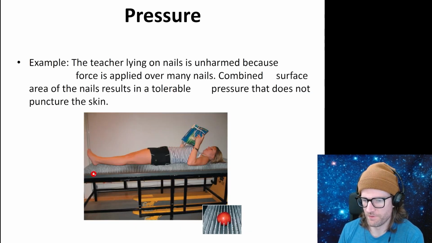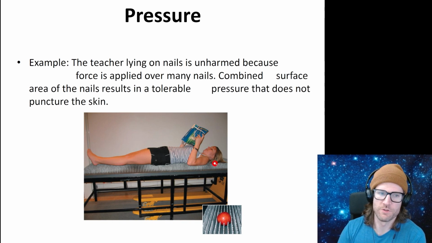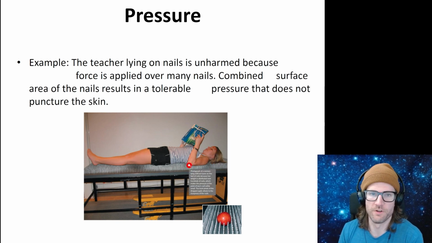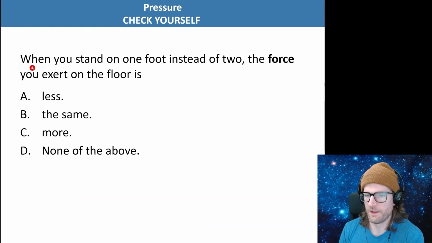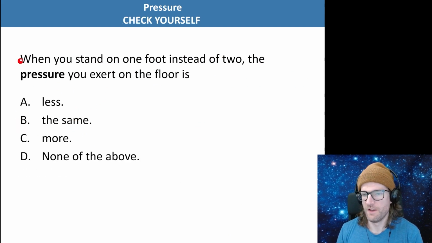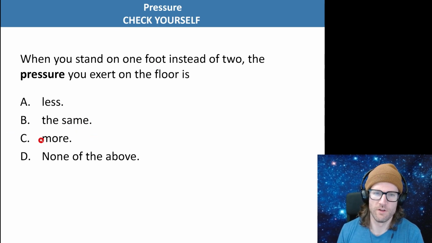Here's an example of the idea of pressure. This teacher is lying on a bed of nails. Even though the surface area for each individual nail is small, the total surface area for all the nails is large enough that it doesn't hurt her at all. When you stand on one foot instead of two, the force you exert on the floor is the same. You have the same weight. But the pressure you exert on the floor is more, because now you have the same weight on less surface area.